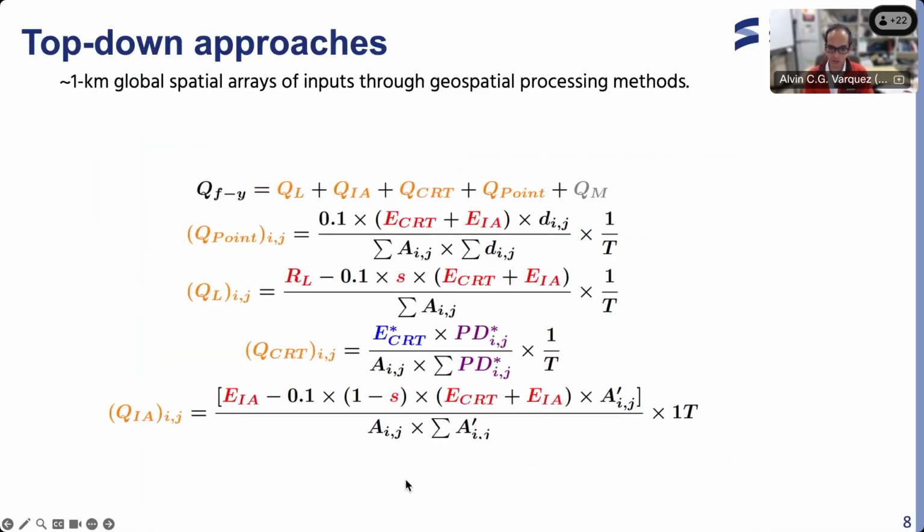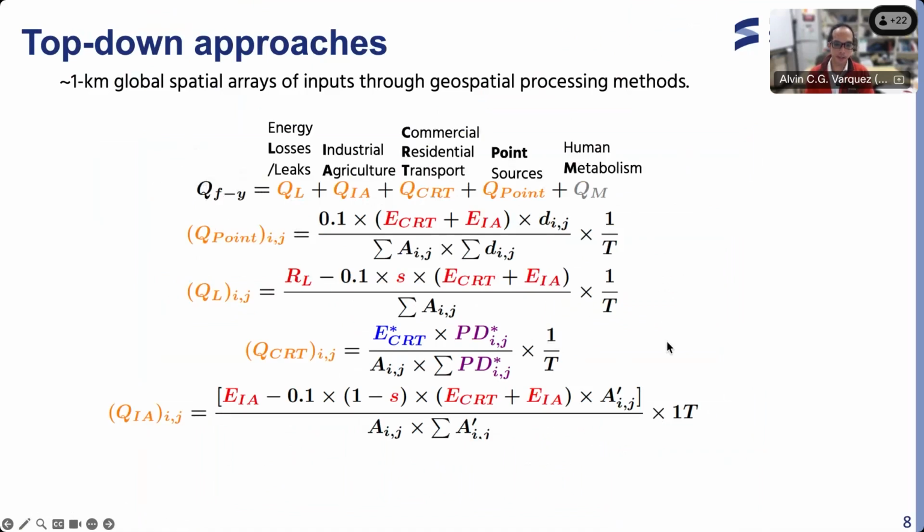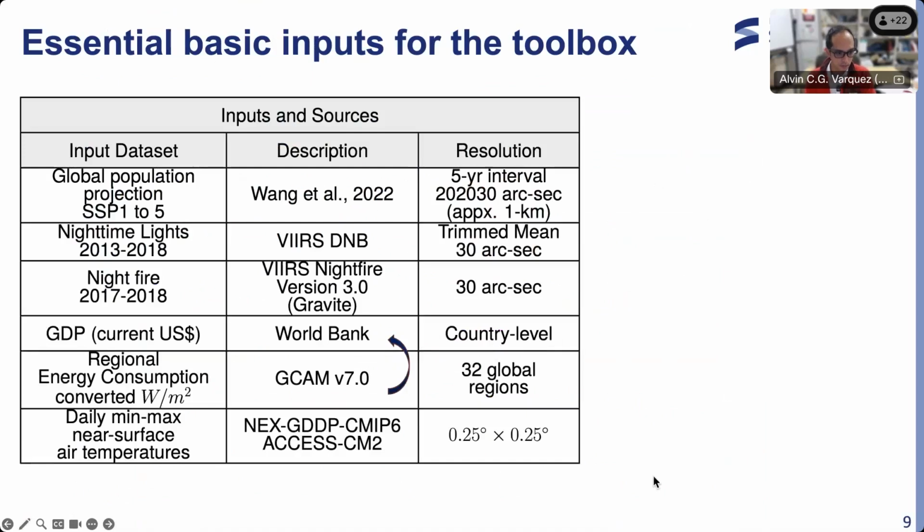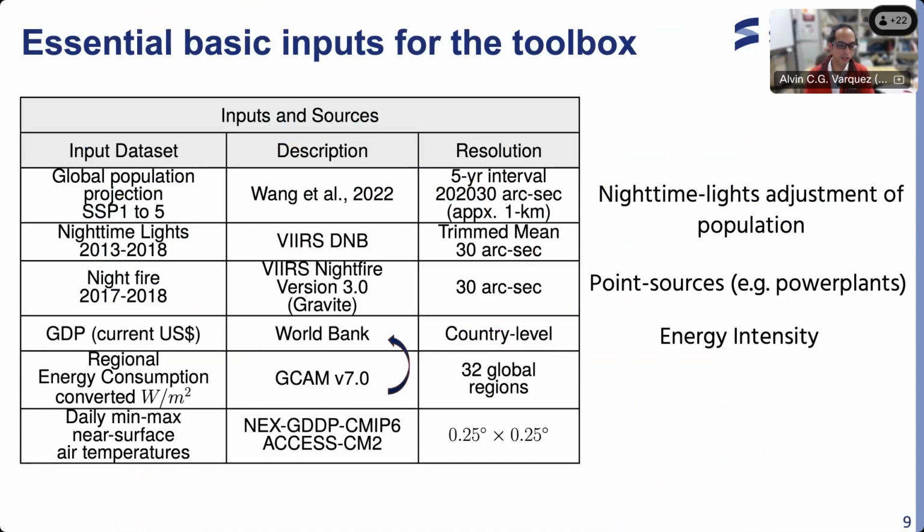So this is just an equation form. The idea is to get each location's average final anthropogenic heat data. These are just the breakdowns, and these are actually found in the paper. And these are the improvements by considering the energy consumption due to heating and cooling, and heating degree days and cooling degree days from the other data set of downscaled climate models. And these are the various inputs. So we have the nighttime lights adjustment of population to get us the 1 kilometer resolution point distributions.